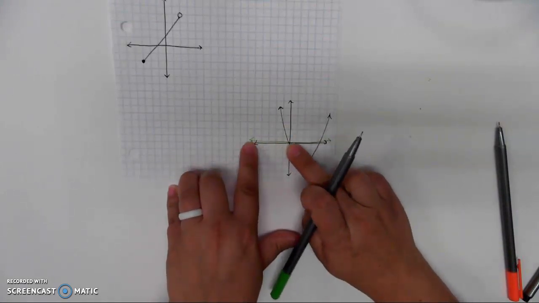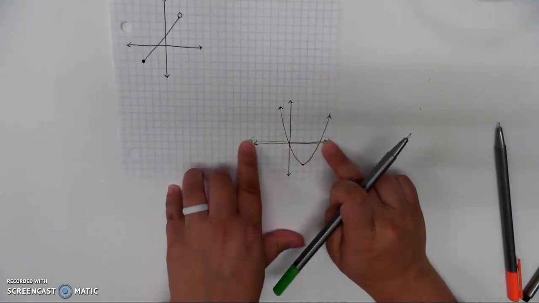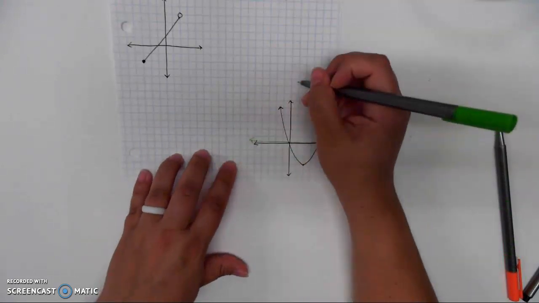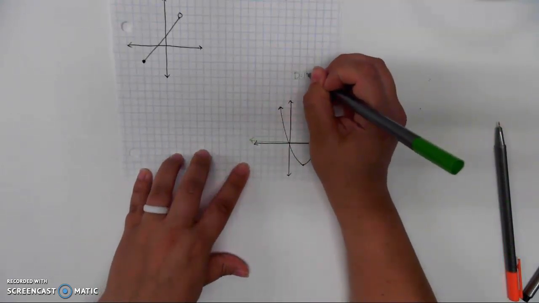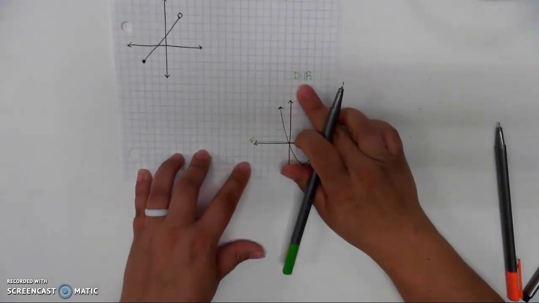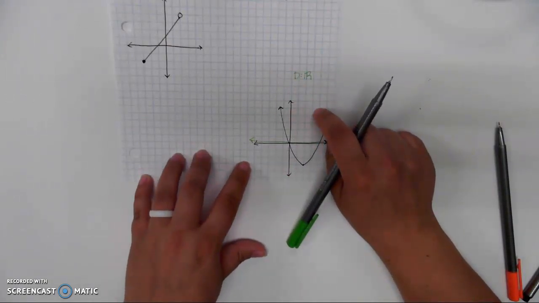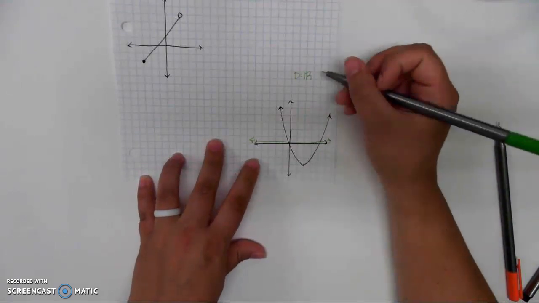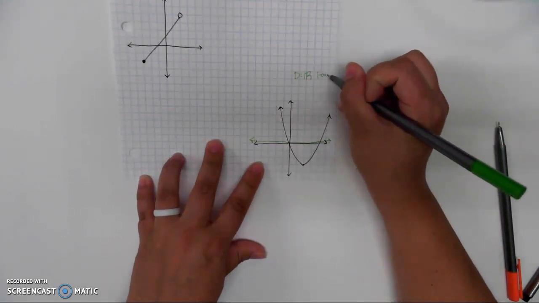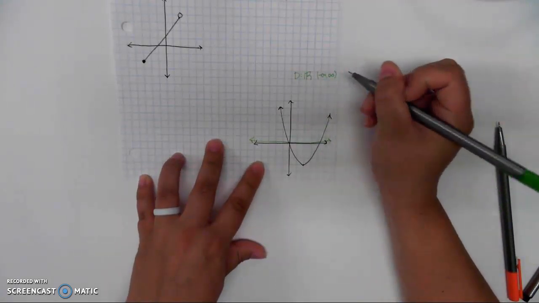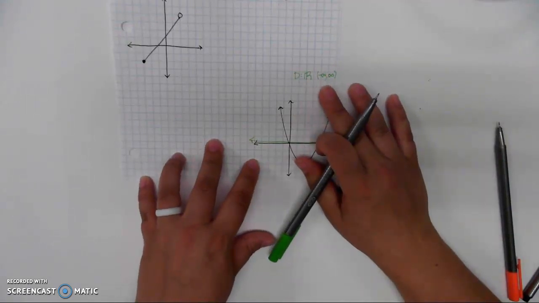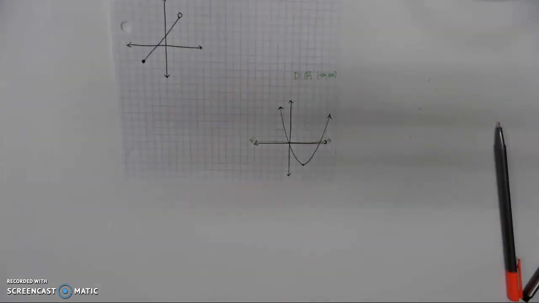So because this domain covers the entire line, the entire length, we're going to say that this domain is all real numbers. I like to use the symbol for real numbers, which is R, but you could write out all reals if you would like. Another way to write this is negative infinity to positive infinity. It's another way to write it. Okay, so let's look at the range here.